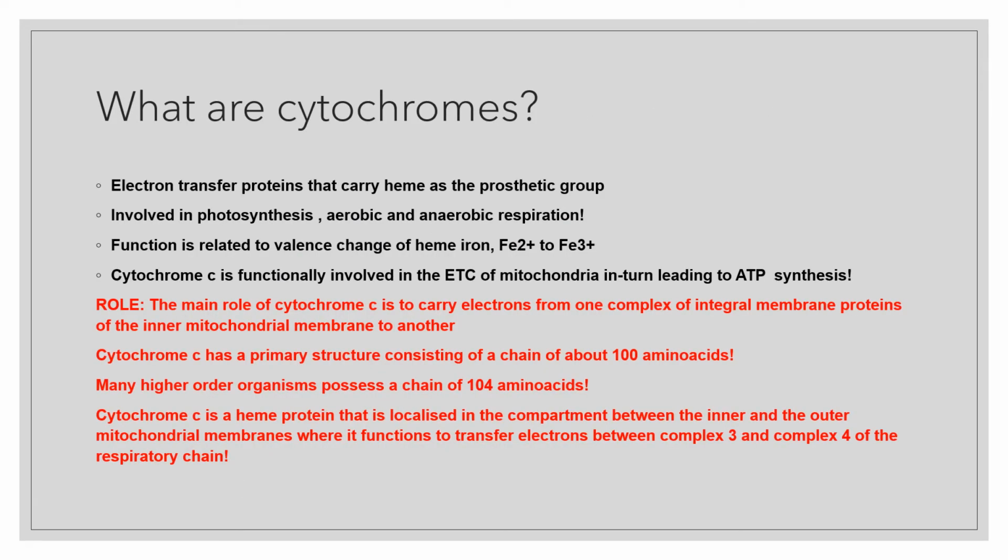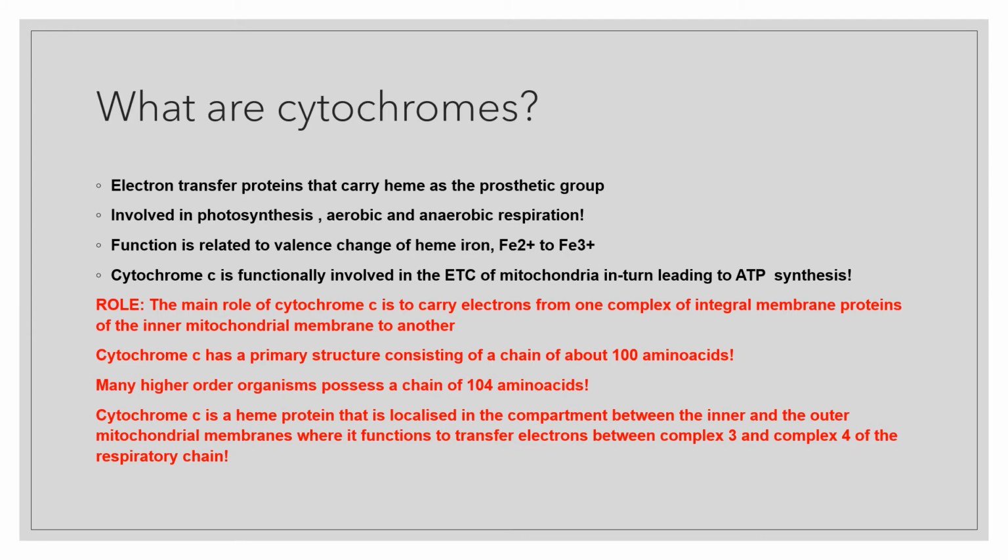So let us see what cytochromes are. Electron transfer proteins that carry heme as the prosthetic group are called cytochromes. They are involved in photosynthesis, aerobic and anaerobic respiration. Function is related to valence change of heme iron, that is between Fe2+ and Fe3+. Cytochrome C is functionally involved in the electron transport chain of the mitochondrial unit, in turn leading to ATP synthesis.